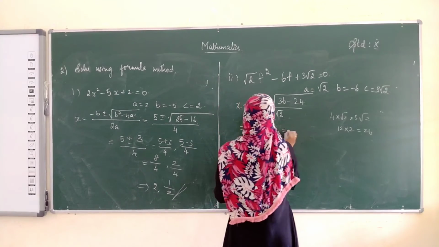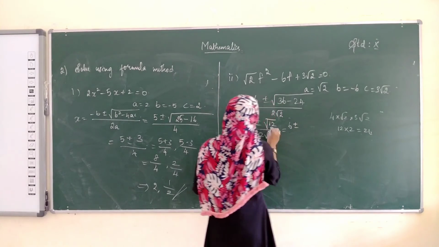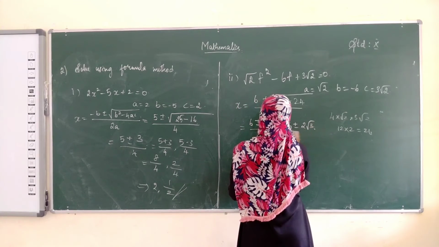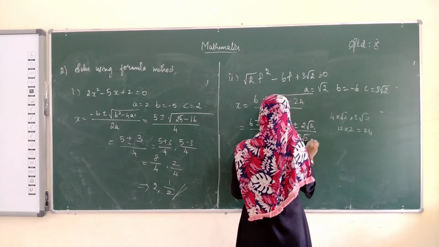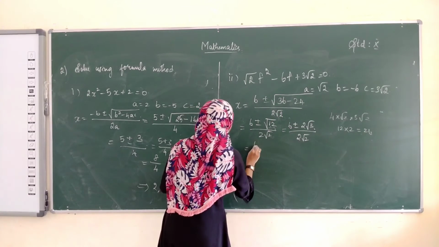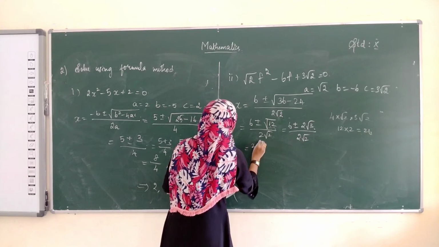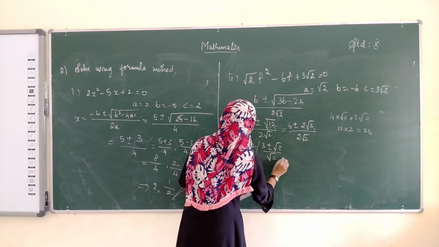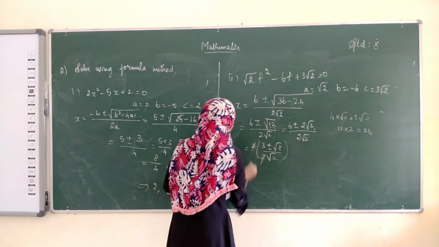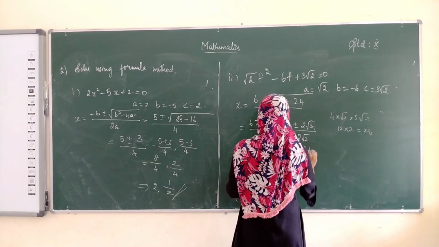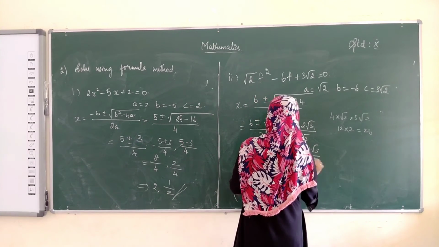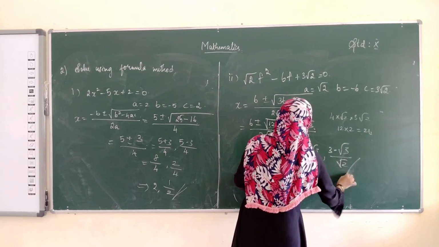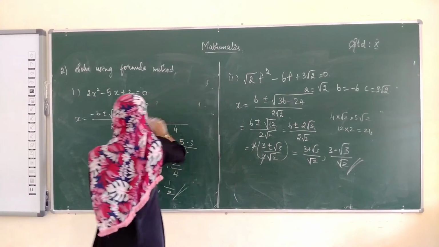Okay, can be written as 6 plus or minus root 12, which is 2 into root 3, divided by 2 into root 2. So what's the answer? Take the 2 outside. 3 plus or minus root 3 divided by root 2. So what's the answer? 3 plus root 3 divided by root 2. Another one is 3 minus root 3 divided by root 2. These are the two roots of the given equation.